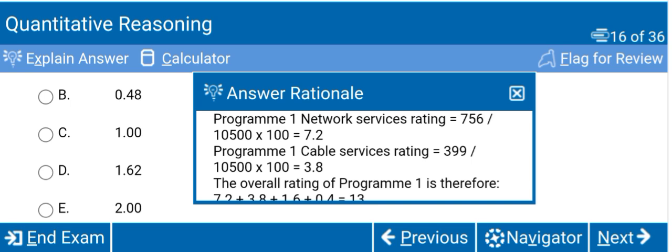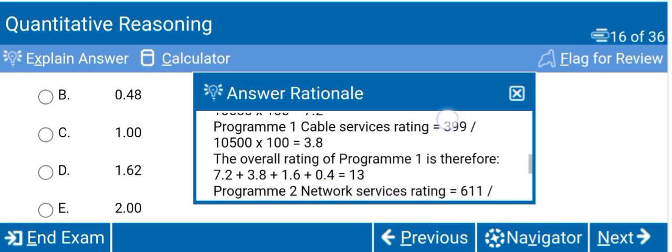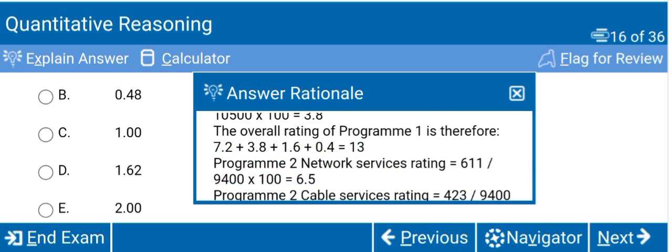Program 1 cable services rating, which is 399 divided by 10,500 multiplied by 100, equals 3.8. So the overall rating of program 1 is therefore 7.2 plus 3.8 plus 1.6 plus 0.4 equals 13.